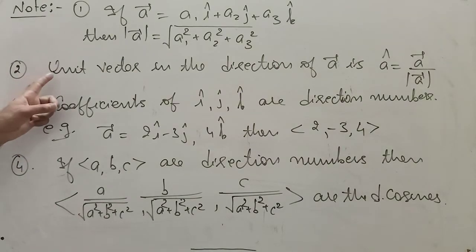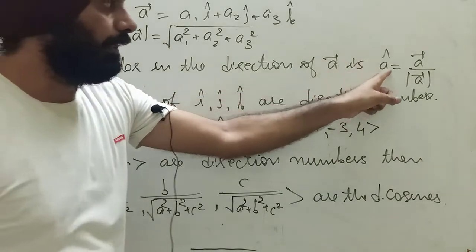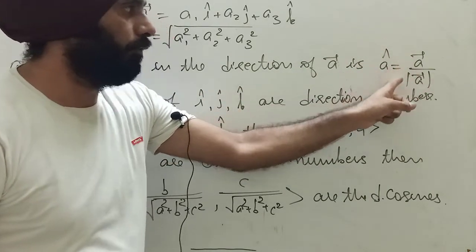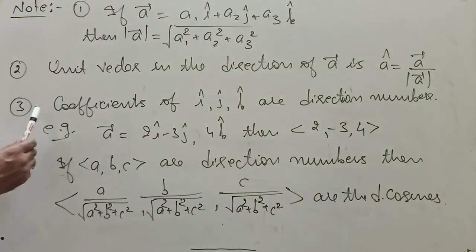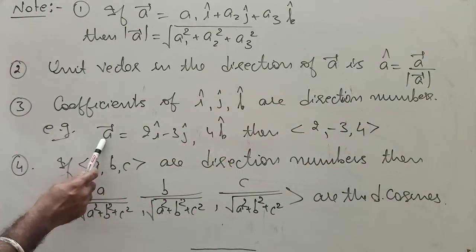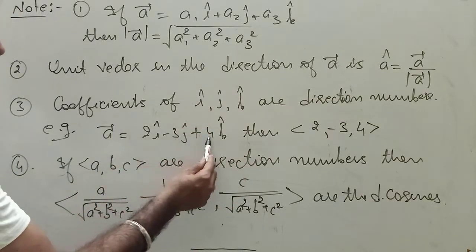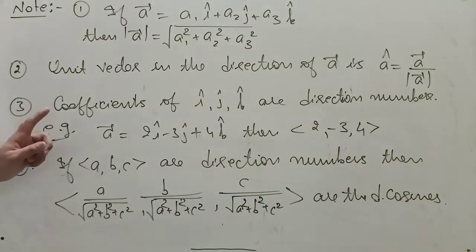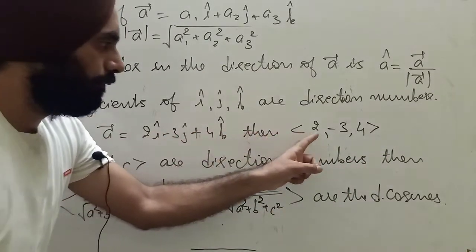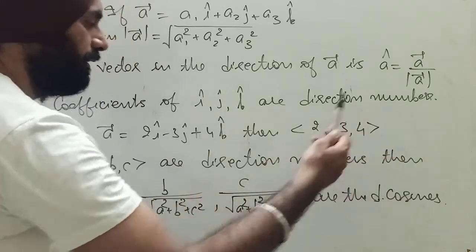Second point, the unit vector in the direction of A is represented by A cap, and the formula is this: vector over its magnitude. Coefficients of i, j, k are direction numbers. Suppose there is a vector A, 2i minus 3j plus 4k. Then the coefficients are the direction numbers of this vector, and if the sum of squares of these numbers is 1, then these will be the direction cosines.